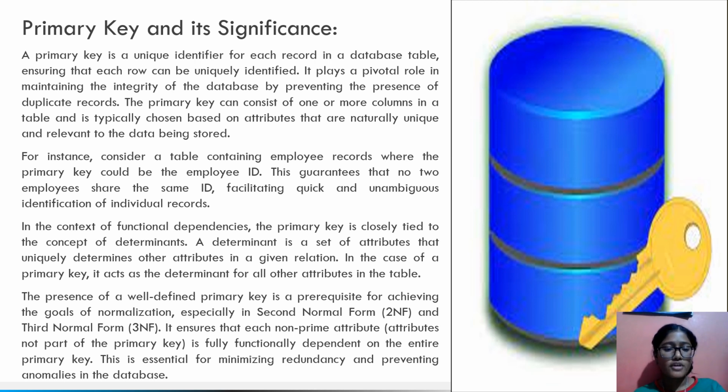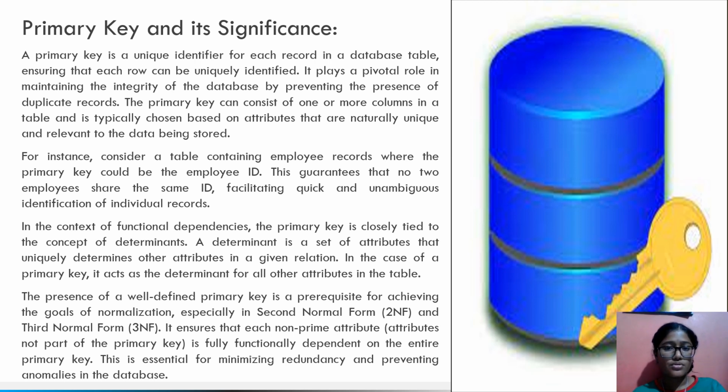In the context of functional dependencies, the primary key is closely tied to the concept of determinants. A determinant is a set of attributes that uniquely determines other attributes in a given relation. In the case of a primary key, it acts as a determinant for all other attributes in the table.